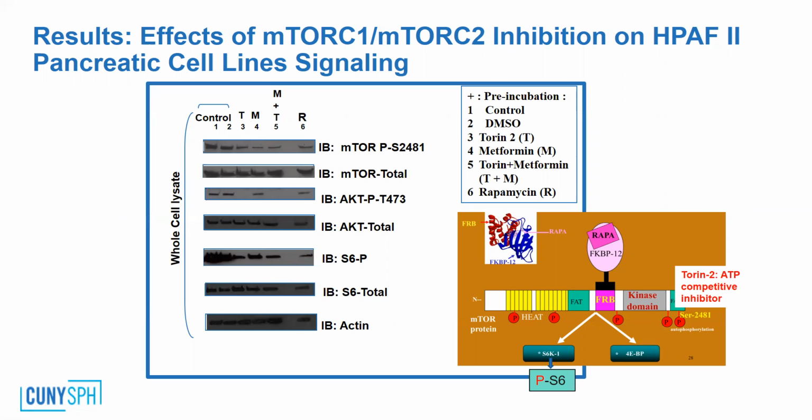So we looked first at the cell signaling to verify that we inhibited mTORC1 and mTORC2. So once again, we looked at the phosphorylation of AKT, and it's inhibited by taurine, but not by metformin. And then the combination of taurine and metformin blocked the phosphorylation and activation of AKT at serine 473. Similarly, for mTORC1, phospho S6 was inhibited with taurine, compared to the total S6.